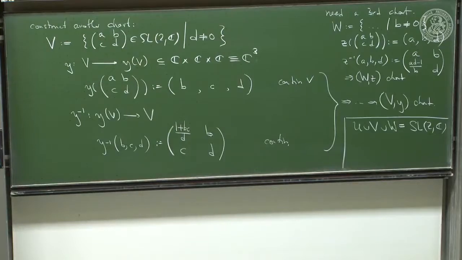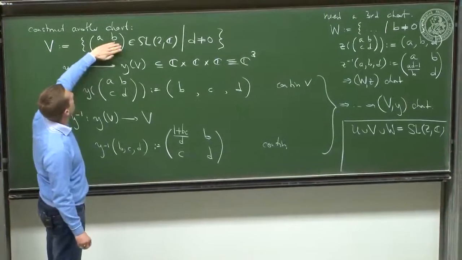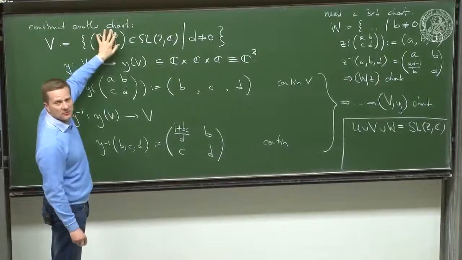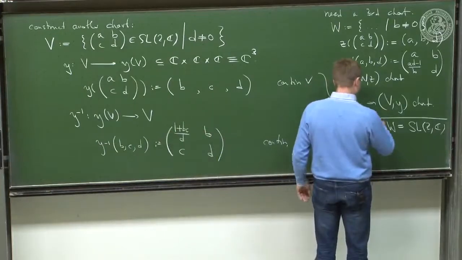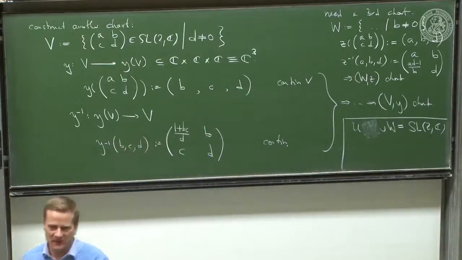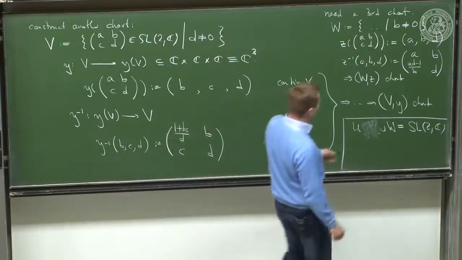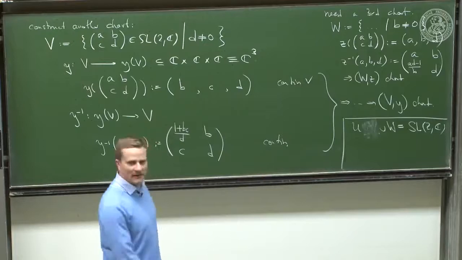Yeah? Do we need the second chart? Aha, I see. You say if I have only these two, I cannot have the case that both of them are 0. You're right, very good. So we don't need this one. These two already cover. Of course, there's no harm in having more charts, because we can always extend the collection of charts, the atlas, to a maximal atlas. But it's not strictly needed. So U and W actually suffice to cover this. Are we happy? We're happy.